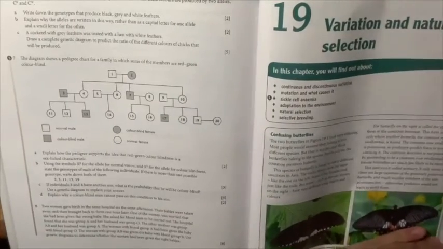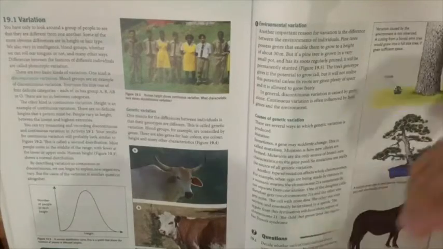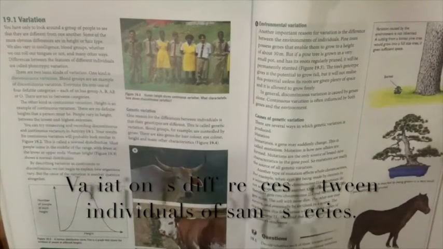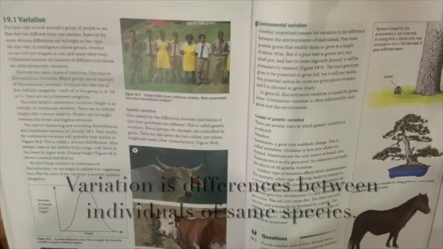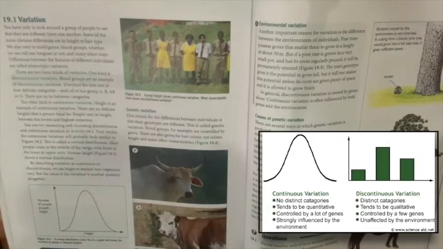Variation and natural selection. Variation is the differences between individuals within the same species. There are two distinct types of variation: discontinuous variation and continuous variation.